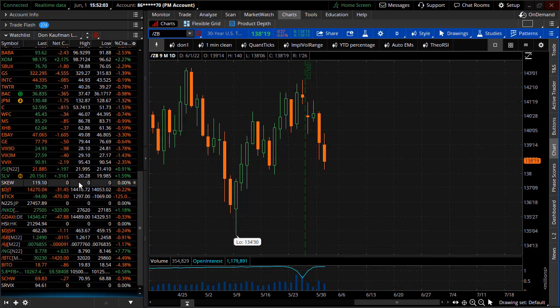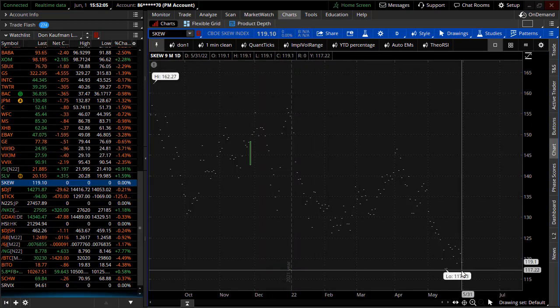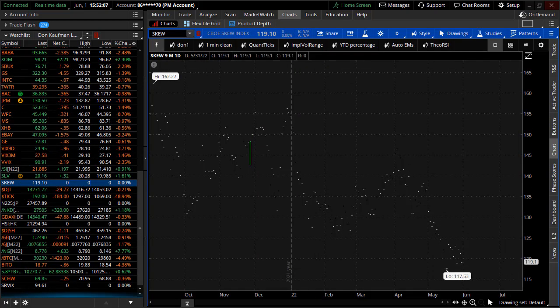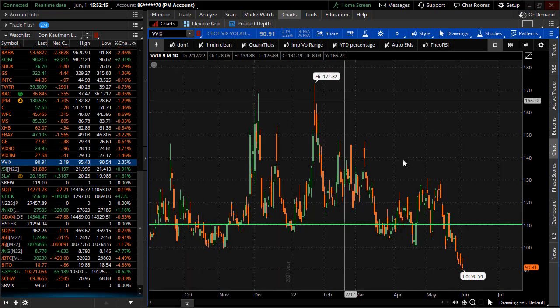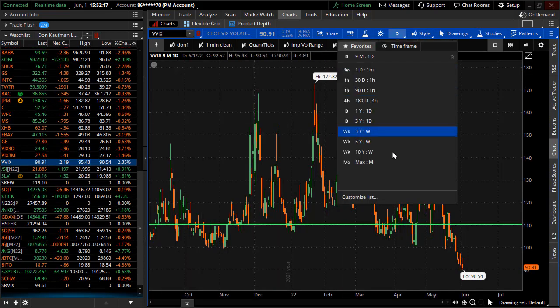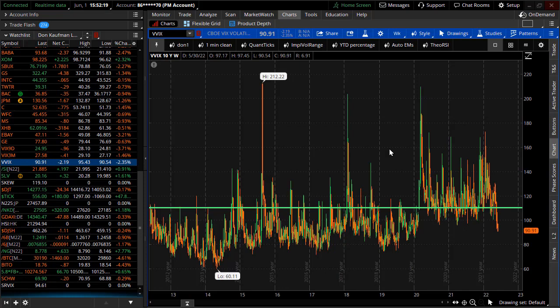Probably one of the most sketchy things on the screen, the fact that Skew is incredibly low. What that basically accounts for is, all right, there's just nobody really hedging out there. So there's not a lot of put activity. If you look at the VVIX, it speaks volumes. Take a look at this. The VVIX, I'm going to open up basically the entire VVIX. You realize we're at the lowest point.